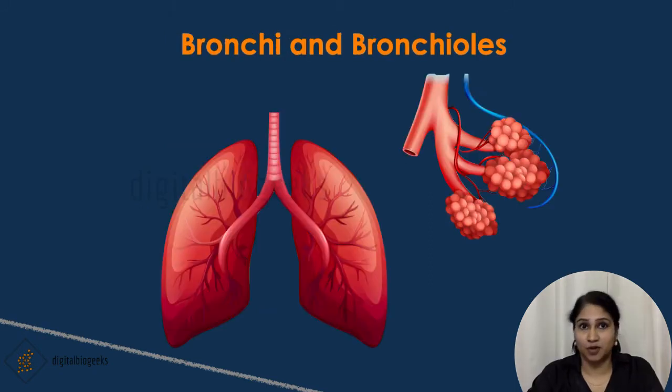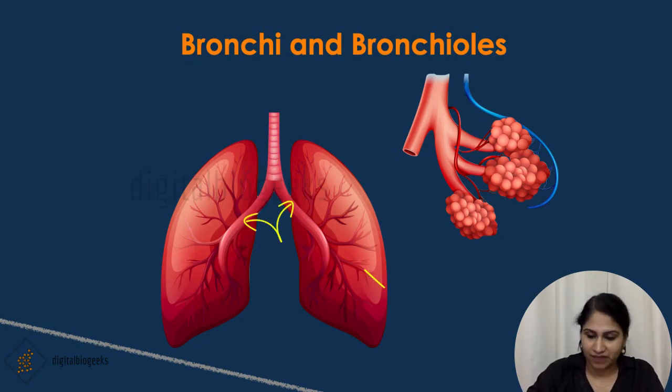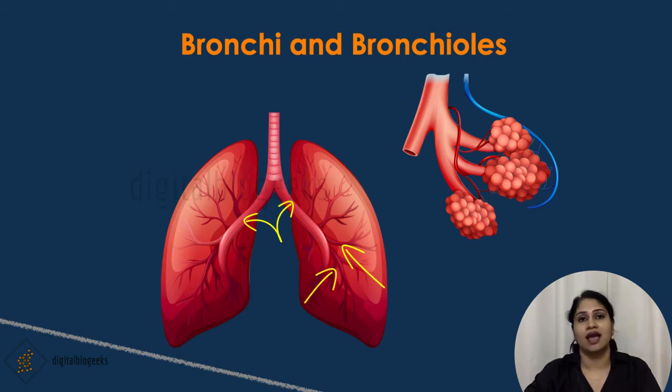Now let's learn about bronchi and bronchioles. The trachea divides into two primary bronchi, then into secondary bronchi, and then into tertiary bronchi, and further divisions together known as subsegmental bronchi. The air passages inside the lung are like a branched tree that branches off from the bronchi.